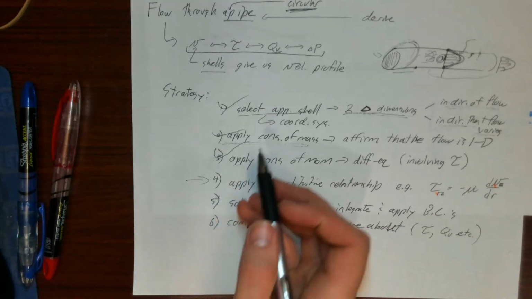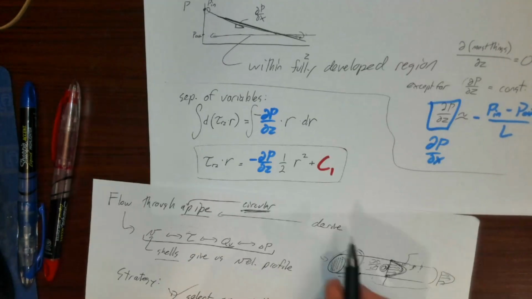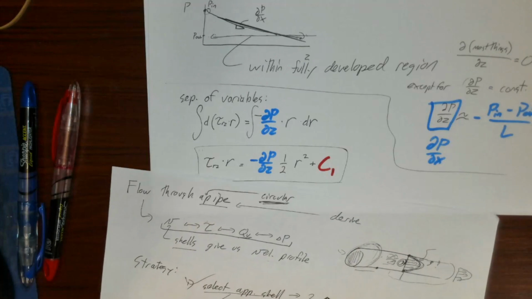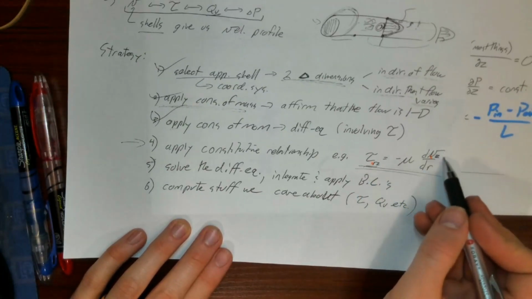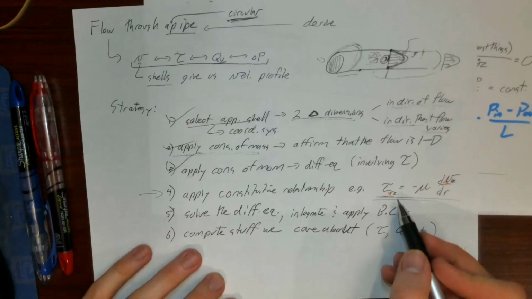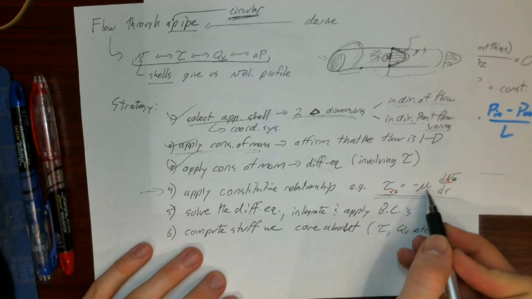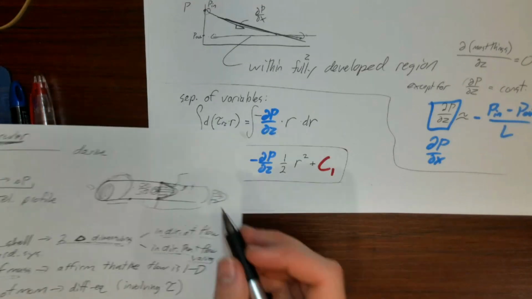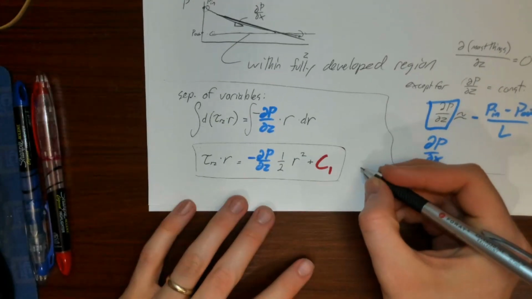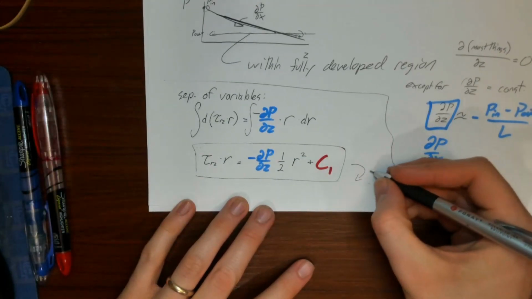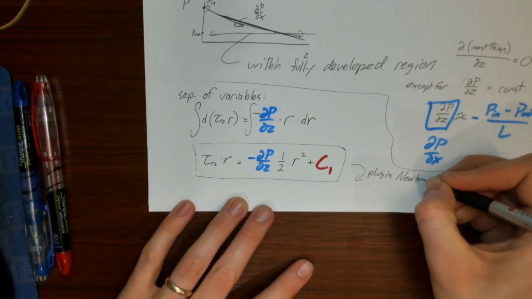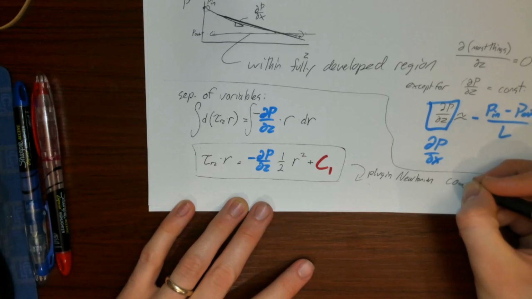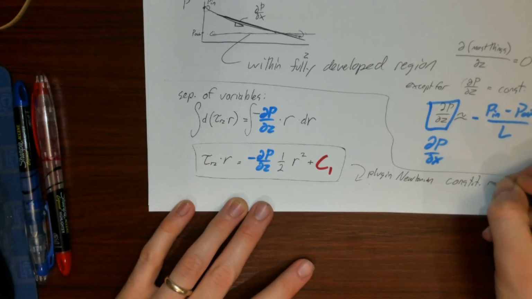So ultimately what we're looking for is a velocity profile. Here we got some equation for shear stress, but we can put this in terms of a derivative for velocity profile. So let's go ahead and do this. Tau rz equals minus mu dvz dr. So we can plug that in right here. So we can plug in our Newtonian constitutive relationship.